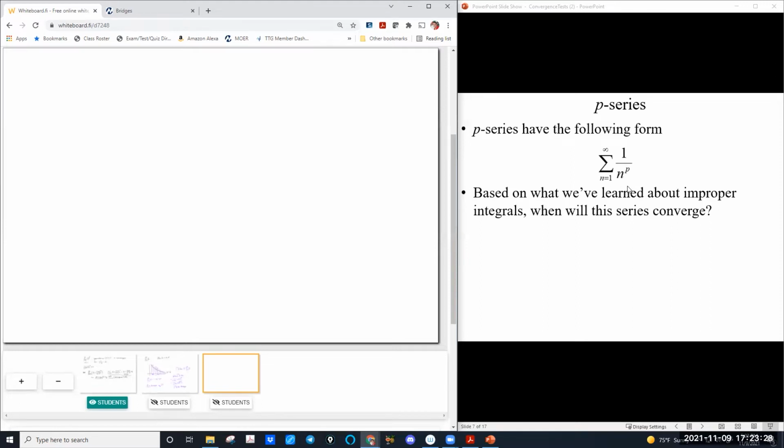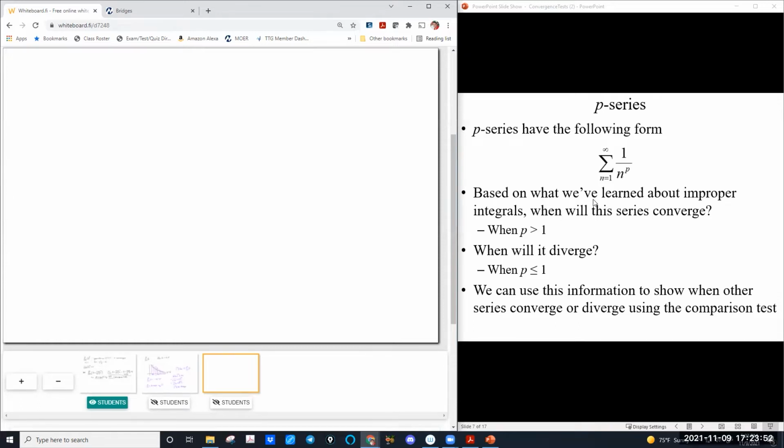The improper integral test will tell you what values of P these converge and what values of P they diverge. So when P is greater than 1, we just did the case where P equals 1. So we know when P equals 1, it diverges. When P is greater than 1 is when it converges. When P is less than or equal to 1, it will diverge.